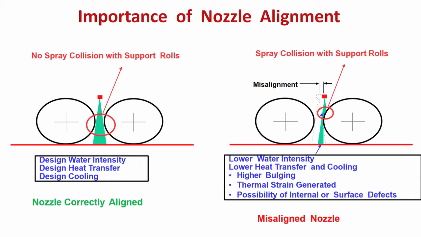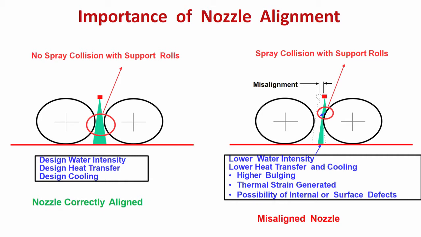less and non-uniform cooling, so possibility of bulging. Because of non-uniform cooling and less cooling, possibility of thermal strain, and as I have told you, possibility of reheating. Because of reheating there will be a tensile strain on the surface and crack generation. So, not only there will be bulging and consequently internal cracks, there also will be reheating cracks on the surface.